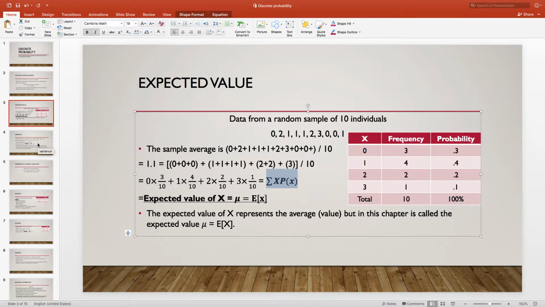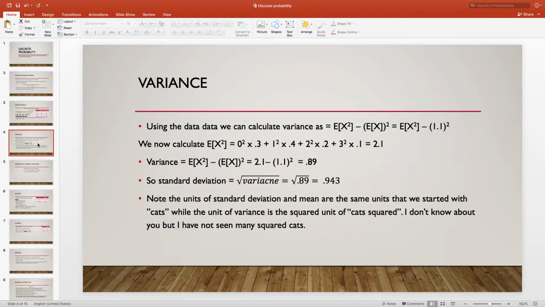Let's continue on with our descriptive statistics. Another descriptive statistic that we talked about is variance.